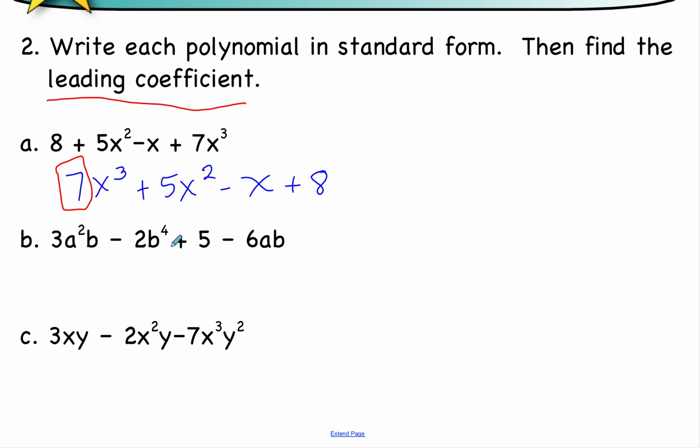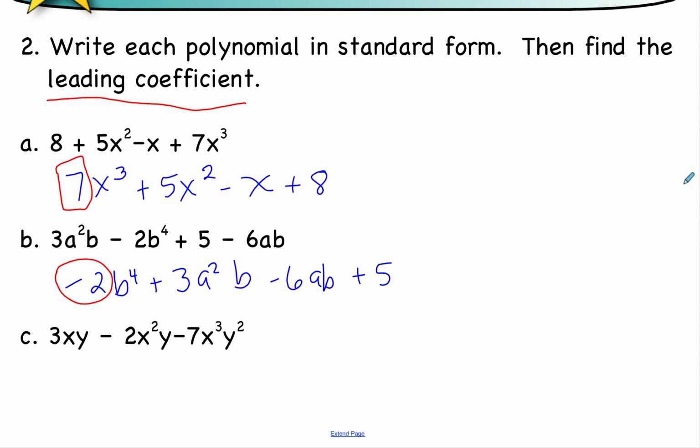For letter B, to put these in order of highest degree first, our 2b to the 4th term would come first, minus 2b to the 4th. And then we have plus 3a squared b, that has degree 3, and then minus 6ab, and then plus 5. So the degree would be 4. The leading coefficient is the number in front of the term that has the highest degree, so that would be negative 2.